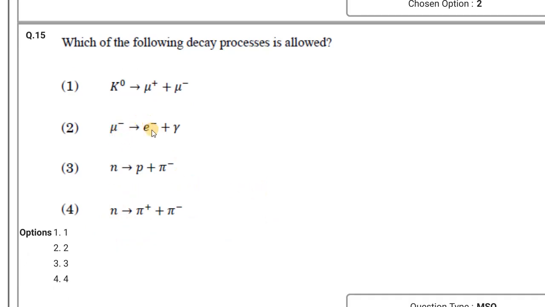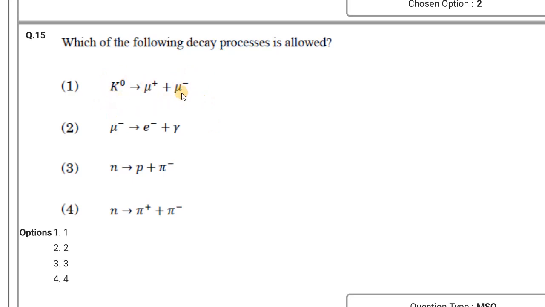Muon decays into electron and a gamma photon, where the conservation number of electron neutrino and muon neutrino, lepton numbers, are conserved separately. If a muon is there, there should be a muon neutrino here. If an electron is there, an anti-electron neutrino would be there. No neutrino. So what is left? This always happens also.